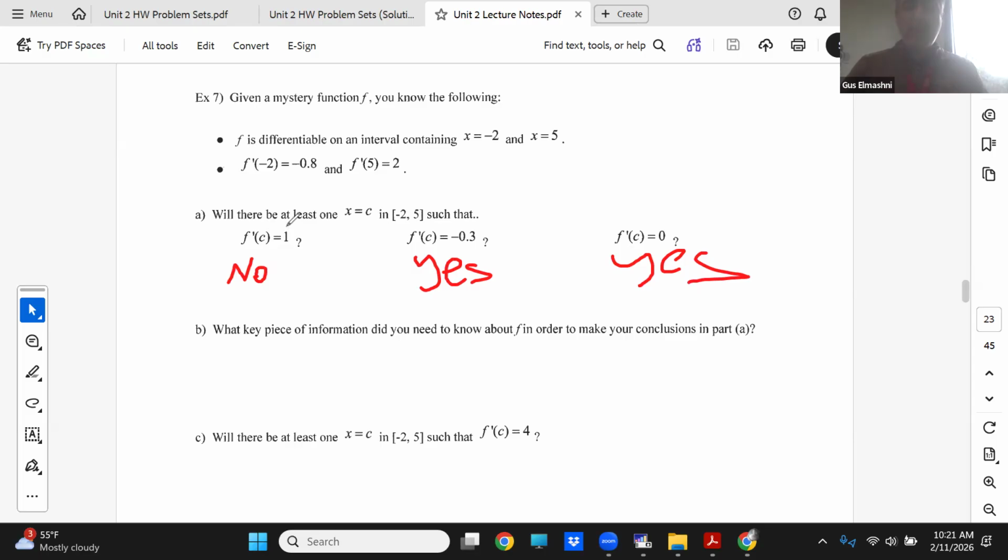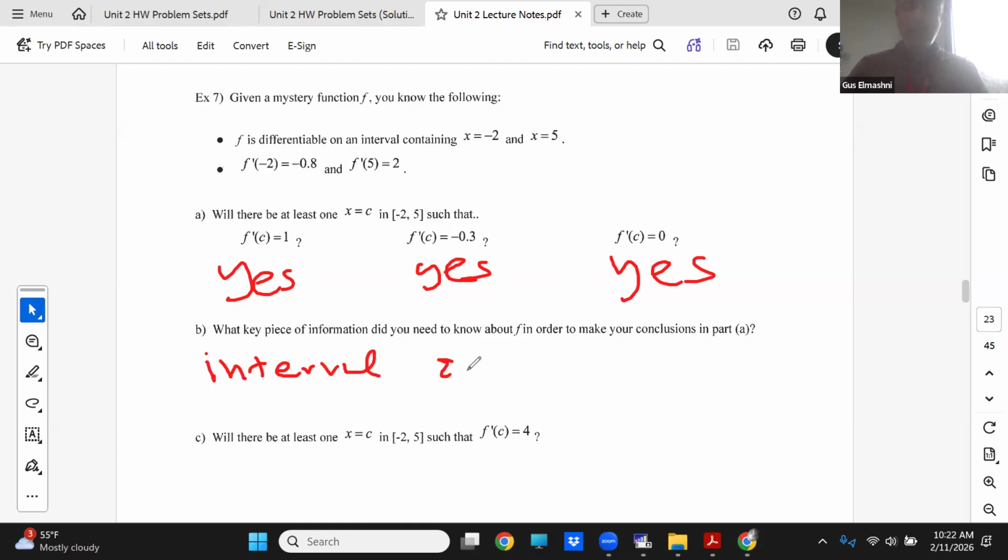That's because one, oh, is it one? I'm sorry. I thought I said -1. My apologies. I thought I said -1. But they're all yes. They're all yes. And what key piece of information do you need? You need to know the interval and if f of x is differentiable on that interval.